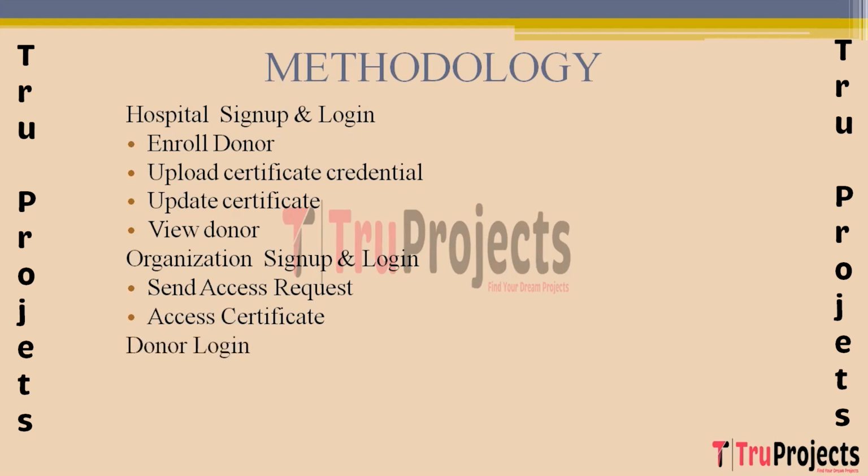The next module is Donor Login. Individual donors can log into the system to view and manage their personal details, preferences, and the status of their organ donation record. The next module is View Your Details. So this module allows individual donors to view and verify the accuracy of their personal information stored within the system.